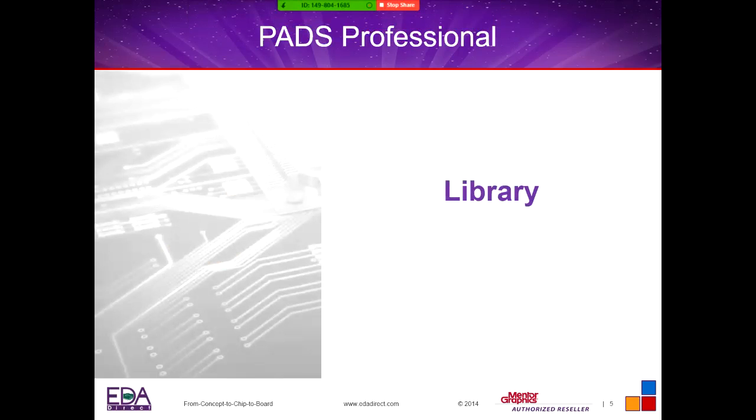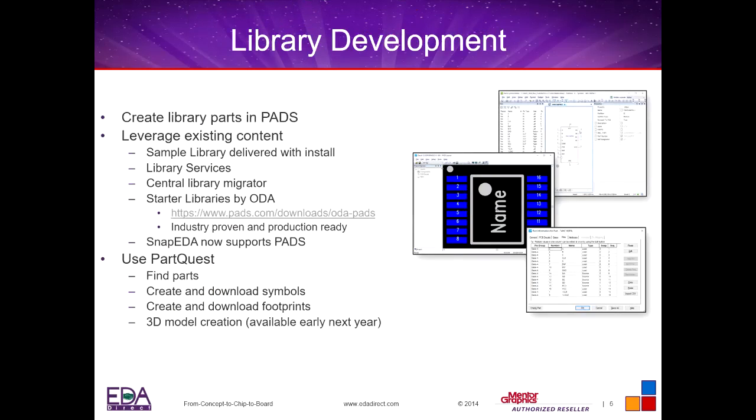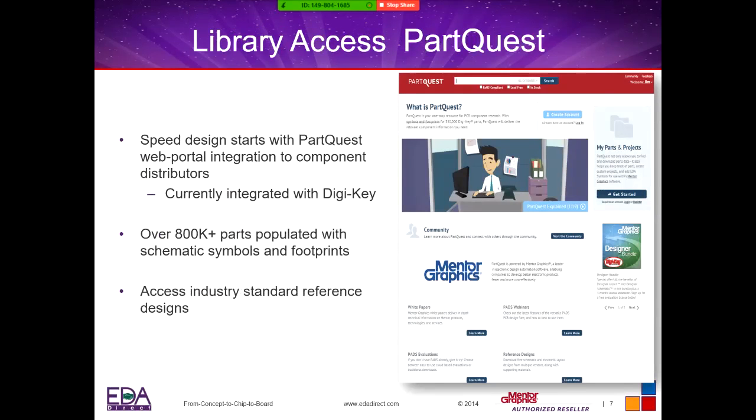One of the first things we want to talk about is libraries. Libraries are pretty important. We can migrate your existing library, but you're also going to have libraries that are available to you right away. So you're going to be able to download the ODA library that's available on pads.com. There's 10,000 library parts in there that you can use, as well as being able to use the PartQuest tool as well. So that is something that you can go ahead and join. It's easy to find, partquest.com. You can join that and set that up completely.